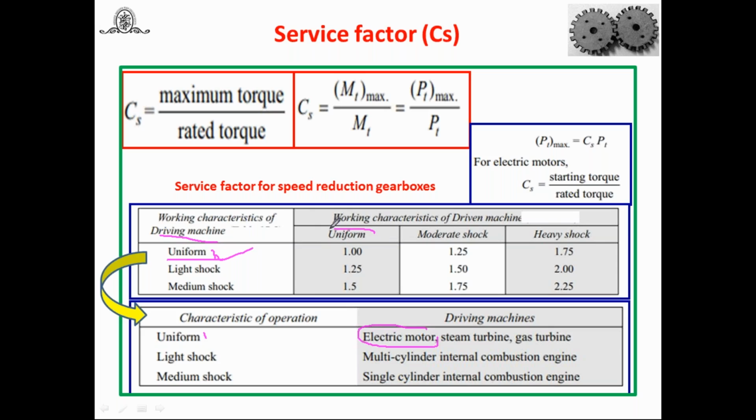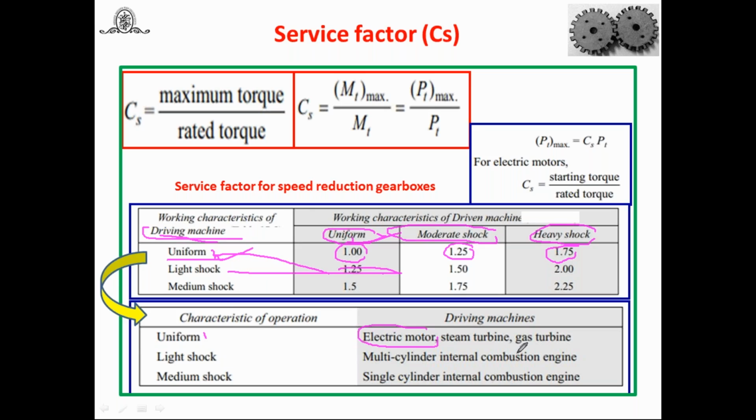And if it is connected to some compressor, I will explain that. If it's a uniform one, you have to take CS equal to 1. If it's a moderate shock characteristic, you have to select 1.25. For a heavy shock, you have to select 1.75. Similarly, if it's a uniform but the driven machine condition is a light shock, here for a light shock, it's given for a uniform 1.25. That means the driven machine condition is a light shock.